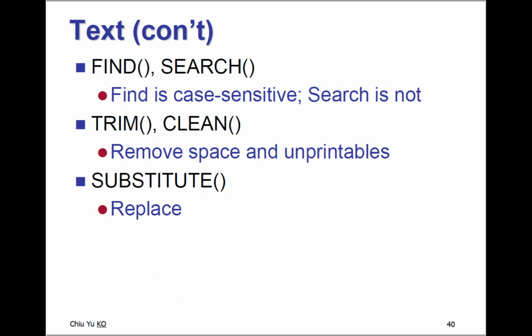So the next is TRIM and CLEAN, which remove empty spaces and unprintable characters. Usually you only need that when your data is not very clean, but usually you don't have to do it, because your data is usually nice and clean, since you also clean it in other software. Excel is not very good at cleaning those things.